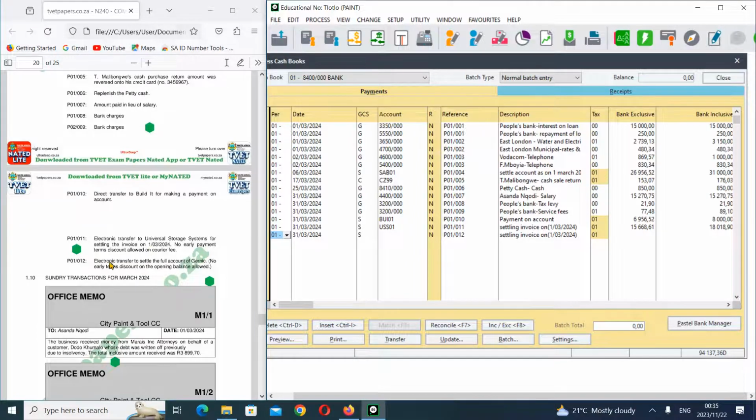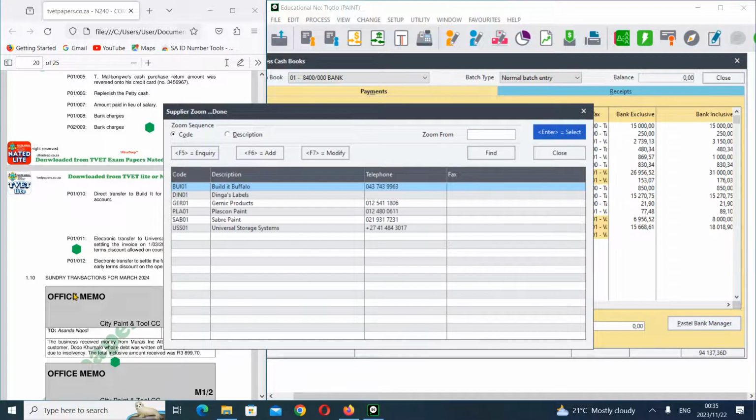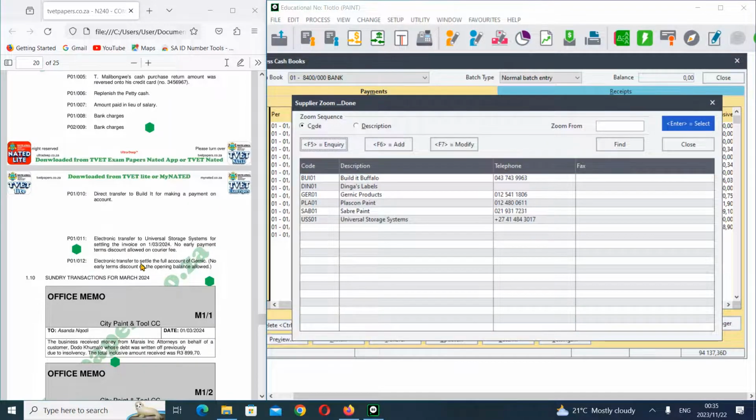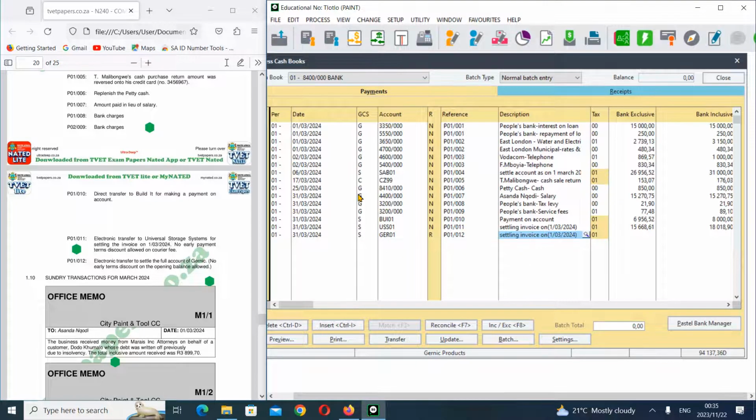Now we need to do this 12, if I'm not mistaken. Supplier, they're saying electronic transfer settle the full account of generic. Settling the full account of who? Generic. So what are we doing here? Here we are settling the account of generic. So you can say settle invoice, settle the full account of generic. We already know it's generic, the person, because yes, we selected the right account.